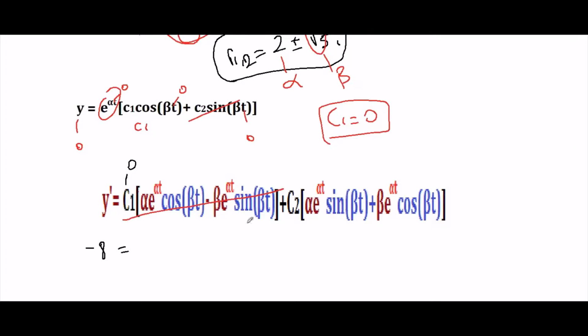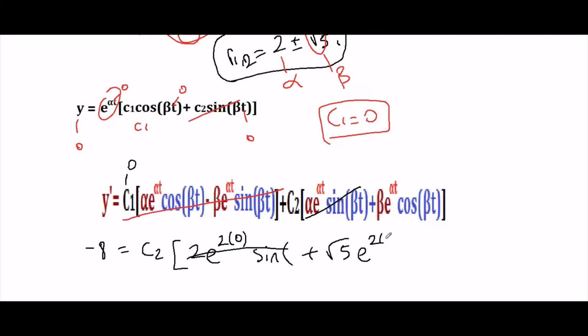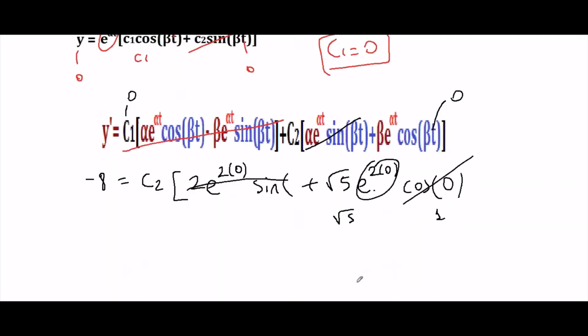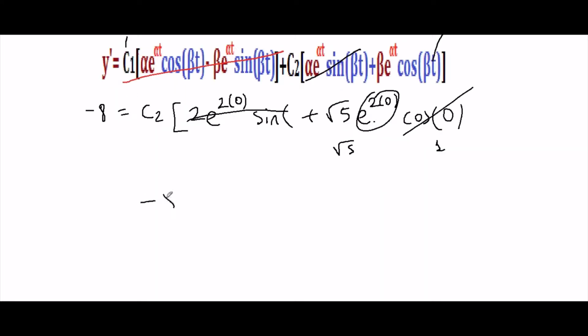Now we can work with the c2 term. Our alpha value is 2. E to the 2, instead of t we write 0, and sine of 0 is 0, so this is also gone. We don't need this. Our beta value is root 5, e to the alpha t, cosine of 0, because t is 0. Cosine of 0 is 1, e to the 0 is 1, so we obtain only root 5 times c2.